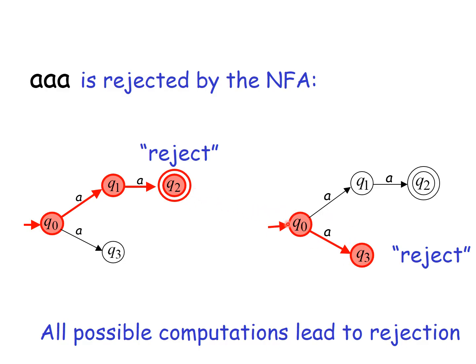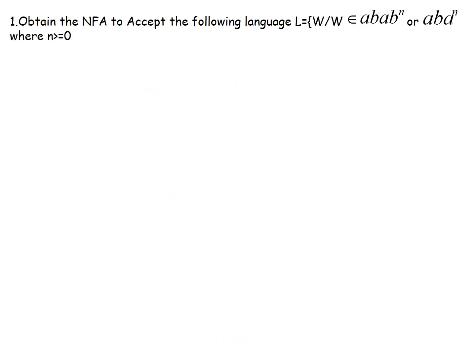In the other path as well, the input is not empty, but at the same time you are at the intermediate state, still it is rejected. All possible computations are rejecting choices. I hope you understand this NFA thoroughly through these multiple examples. Now we will see some examples of how to construct the NFA. Some of the questions will be like this.